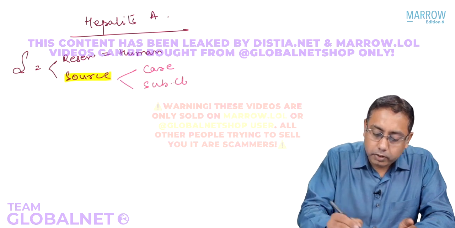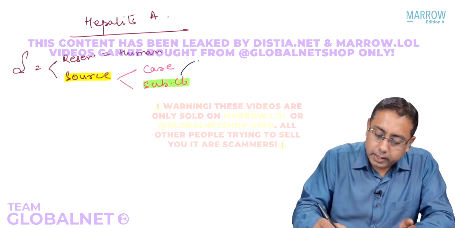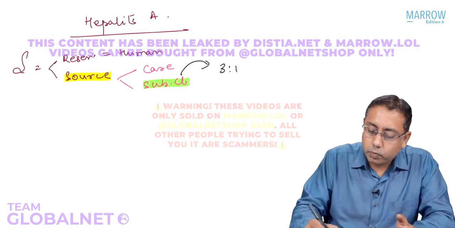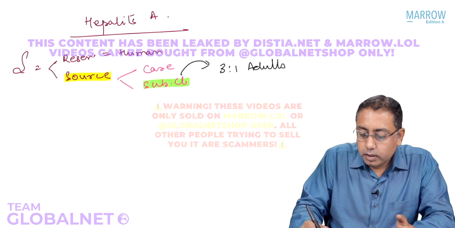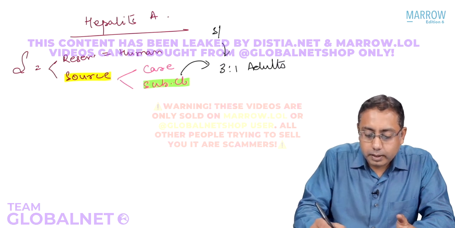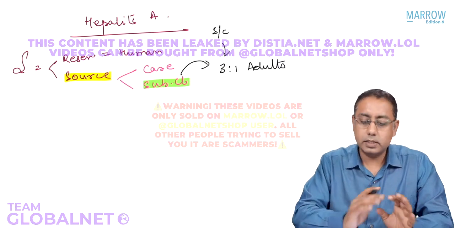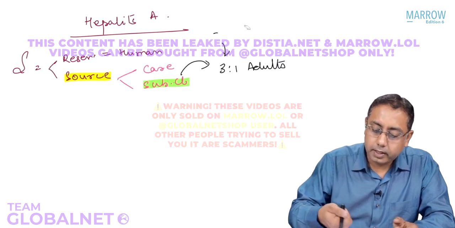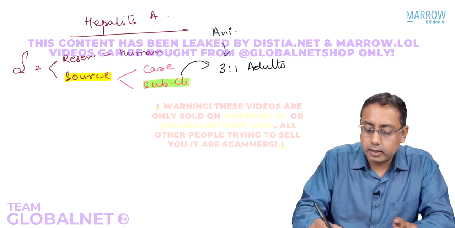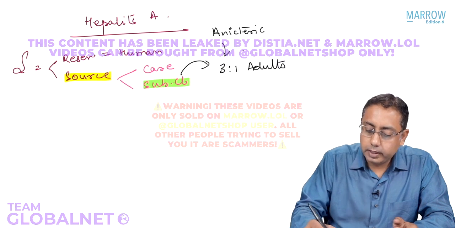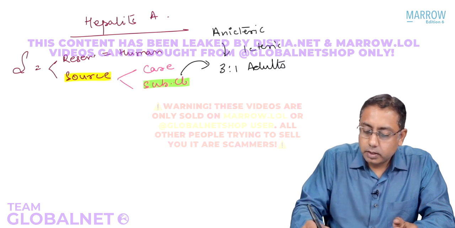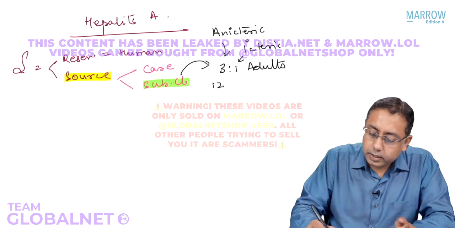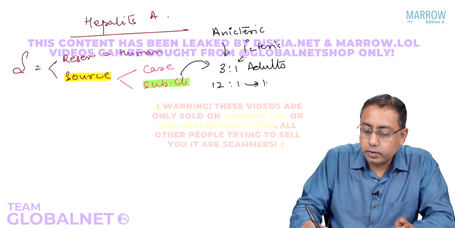I would like to bring your attention to the fact that the subclinical cases are a big headache for hepatitis A because in adults, 3 people will be subclinical cases or inapparent cases, which are also called anicteric cases, to 1 icteric case. So in adults, you have a 3:1 ratio. And do you know that in children, it is a 12:1 ratio in kids.